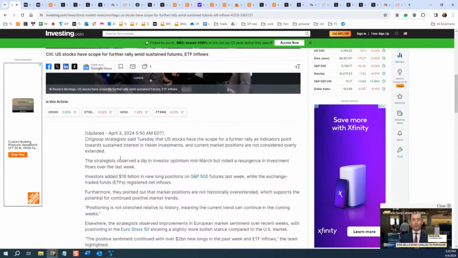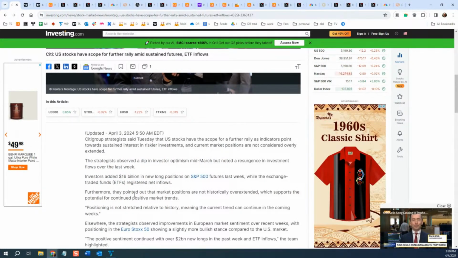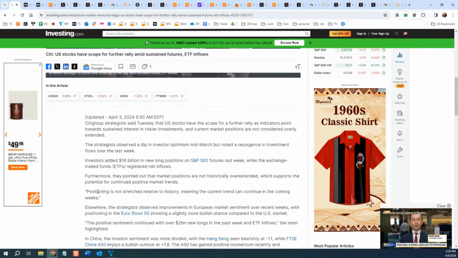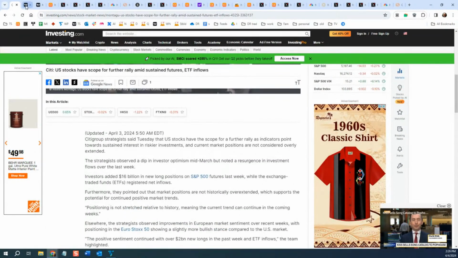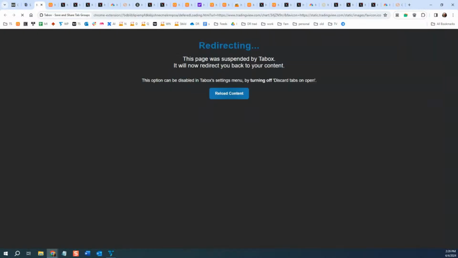Citi's just saying there's an ongoing flow of money into risk assets. Positioning is not stretched relative to history. Now, we've talked about the significant amounts of money on the sidelines in cash and money market accounts at brokerage firms. Anyway, so this is just consistent with that. Now, let's take a look at some of these other things.